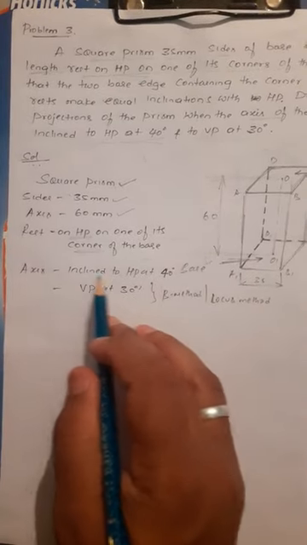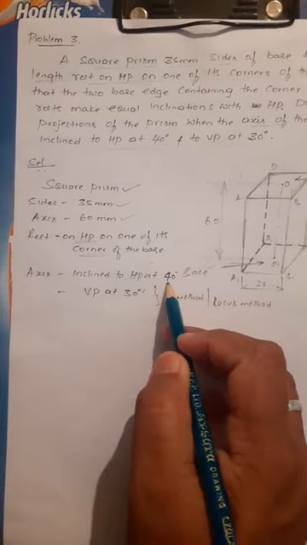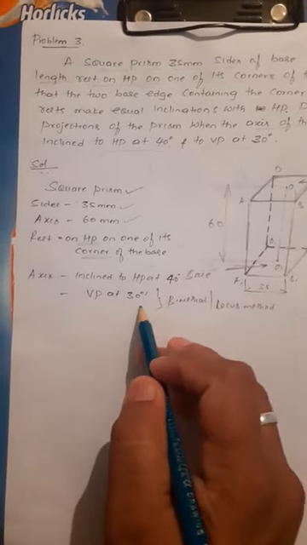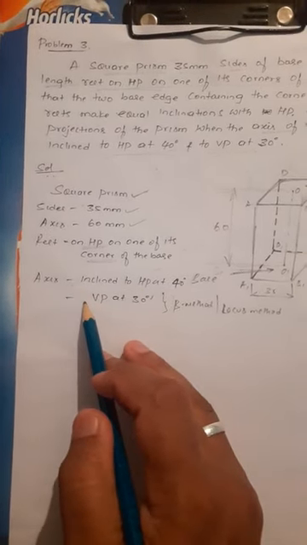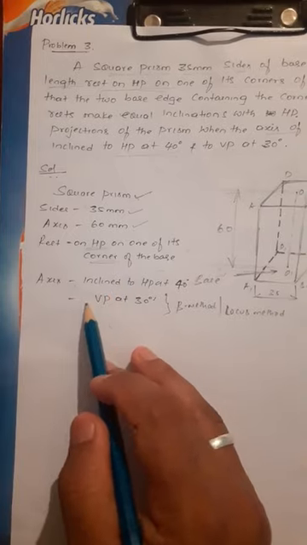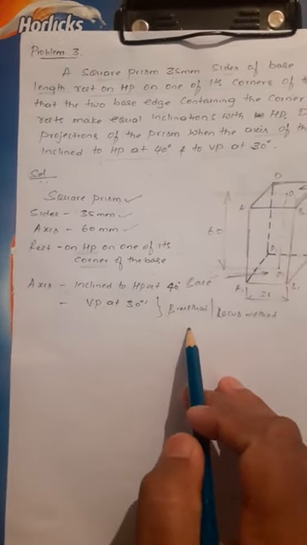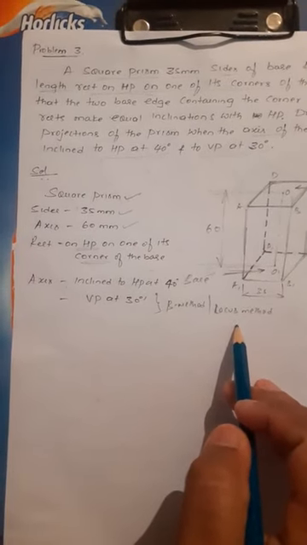Second condition, the axis is inclined to HP at 40 degrees. Third condition, the same axis is also inclined to VP at 30 degrees. Right, now whenever the axis comes here in the third position inclined at 30 degrees, which method is it? Beta or locus method. Now how to solve this problem?